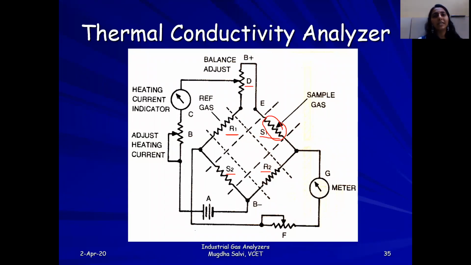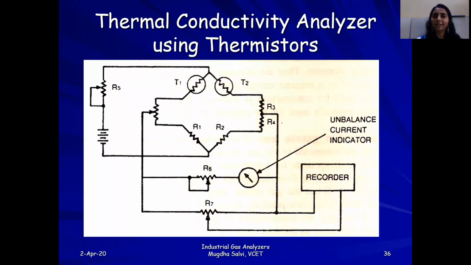Now, instead of using heated filaments, we could also use thermistors directly. Thermistor, if you recollect, was covered in transducer 1. A thermistor is an NTC, that means negative temperature coefficient type of temperature transducer; as temperature increases, its resistance decreases. But it has a very sharp, exponential curve. That means it has a very high sensitivity. It is non-linear. A small change in temperature will give you a large change in resistance. This will improve the sensitivity of our instrument.